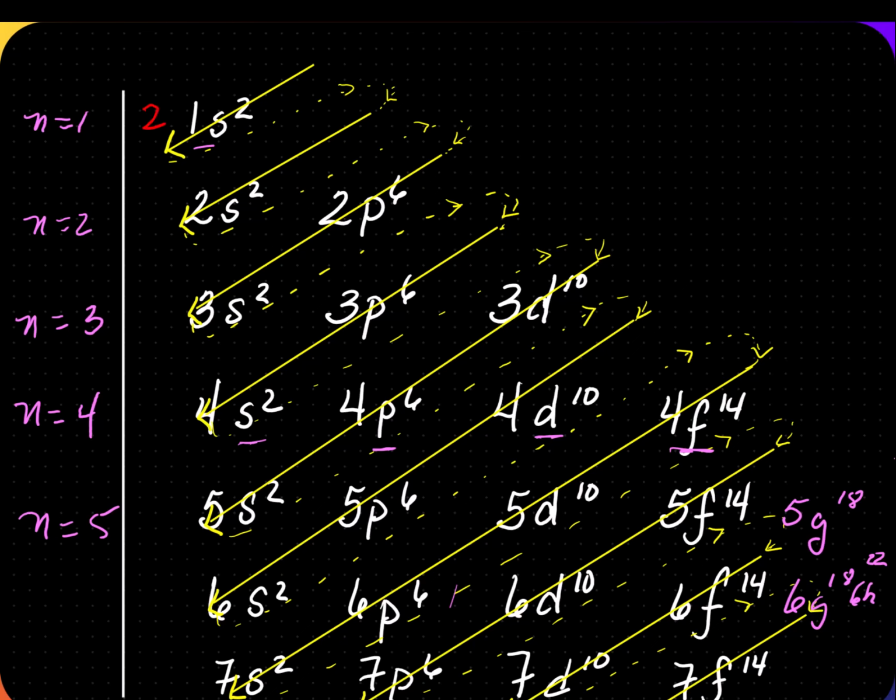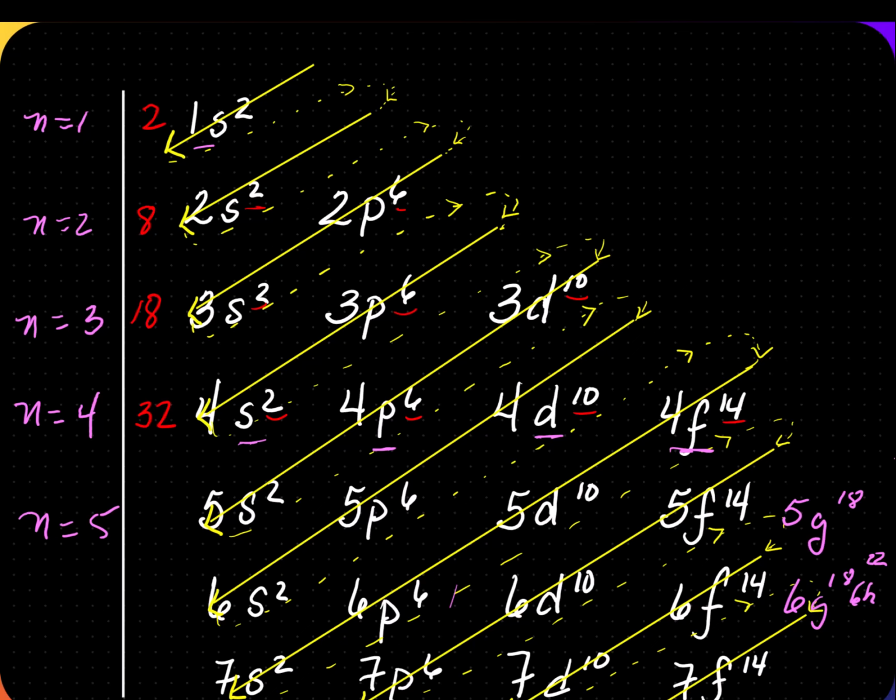In energy level 2, we can have a maximum of 8 electrons because we have 2 from the S, 6 from the P. In energy level 3, we can have a maximum of 18 electrons because there's 2 from the S, 6 from the P, 10 from the D. And in the fourth energy level, we have 32 because there's 2, 6, 10, and 14, which equals 32.